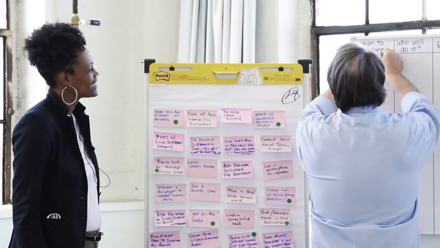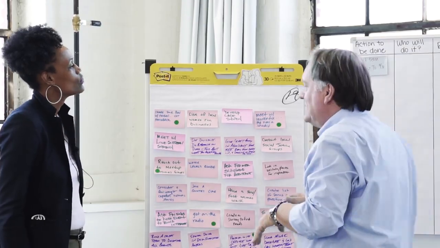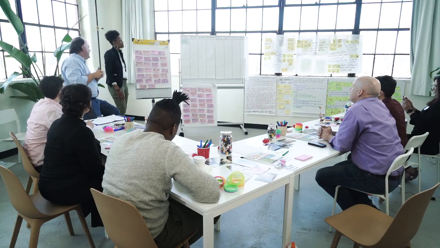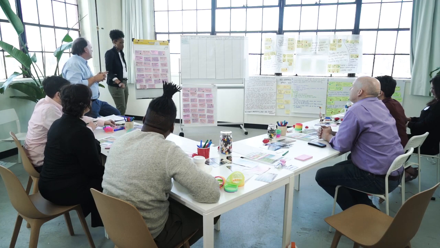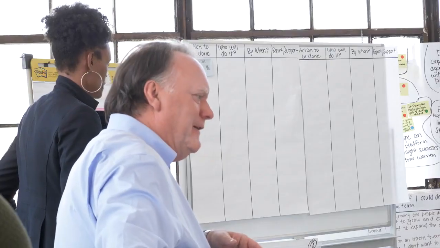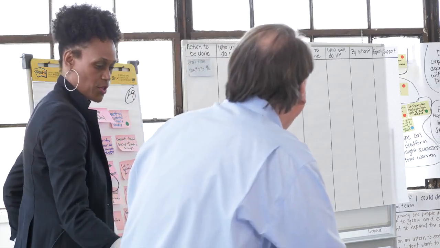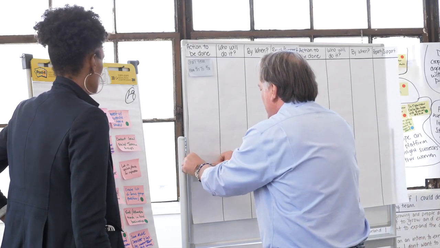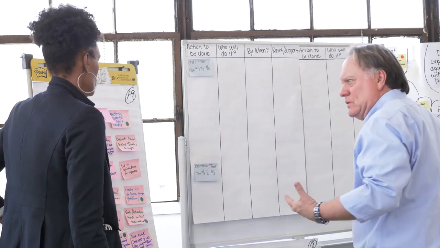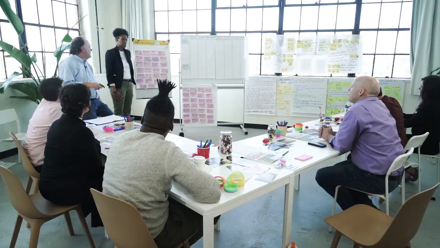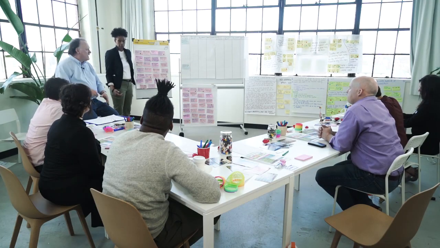So intermediate term, we're going to talk April 1st to June 1st. And then long term, we're talking June 2nd to, let's say, November 2nd. So June 2nd to November 2nd.